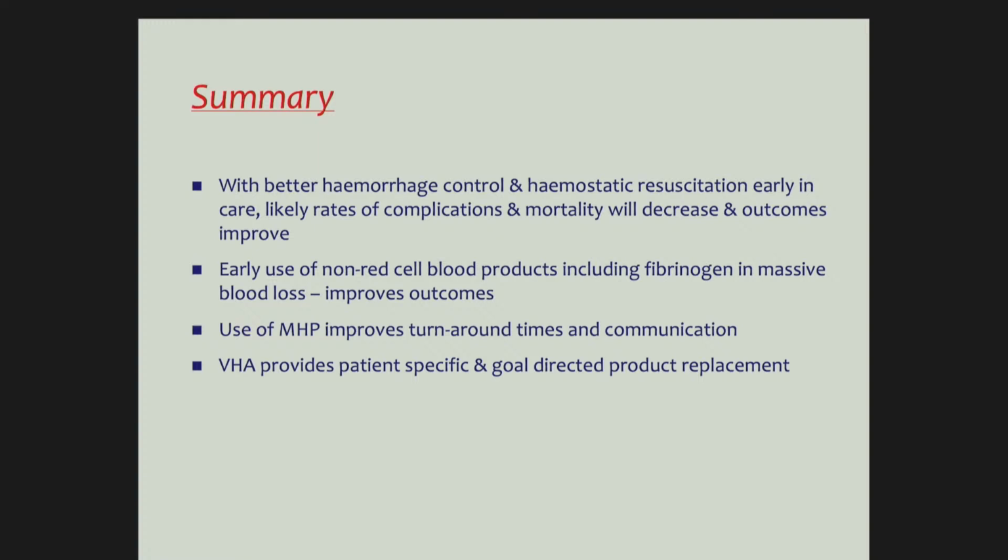So in summary, hemorrhage control is really important. Hemostatic resuscitation early likely limits complications, improves mortality and outcome. Early use of fibrinogen and platelets particularly contribute to improved outcomes. The use of massive hemorrhage protocols improves turnaround times, improves communication, improves the time it takes to provide these products, and viscoelastic testing provides patient-specific goal-directed product replacement.